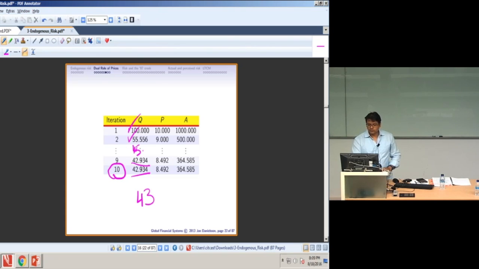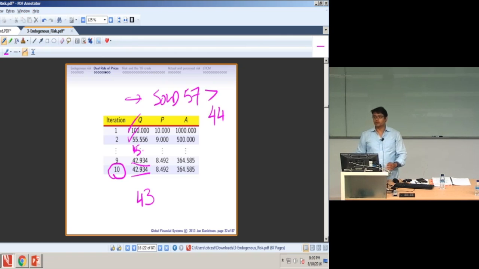So ultimately you sold 57, instead of the 44 that we said you would sell in the exogenous case. And that lambda, it's always useful to ask or discuss what could affect that lambda number.